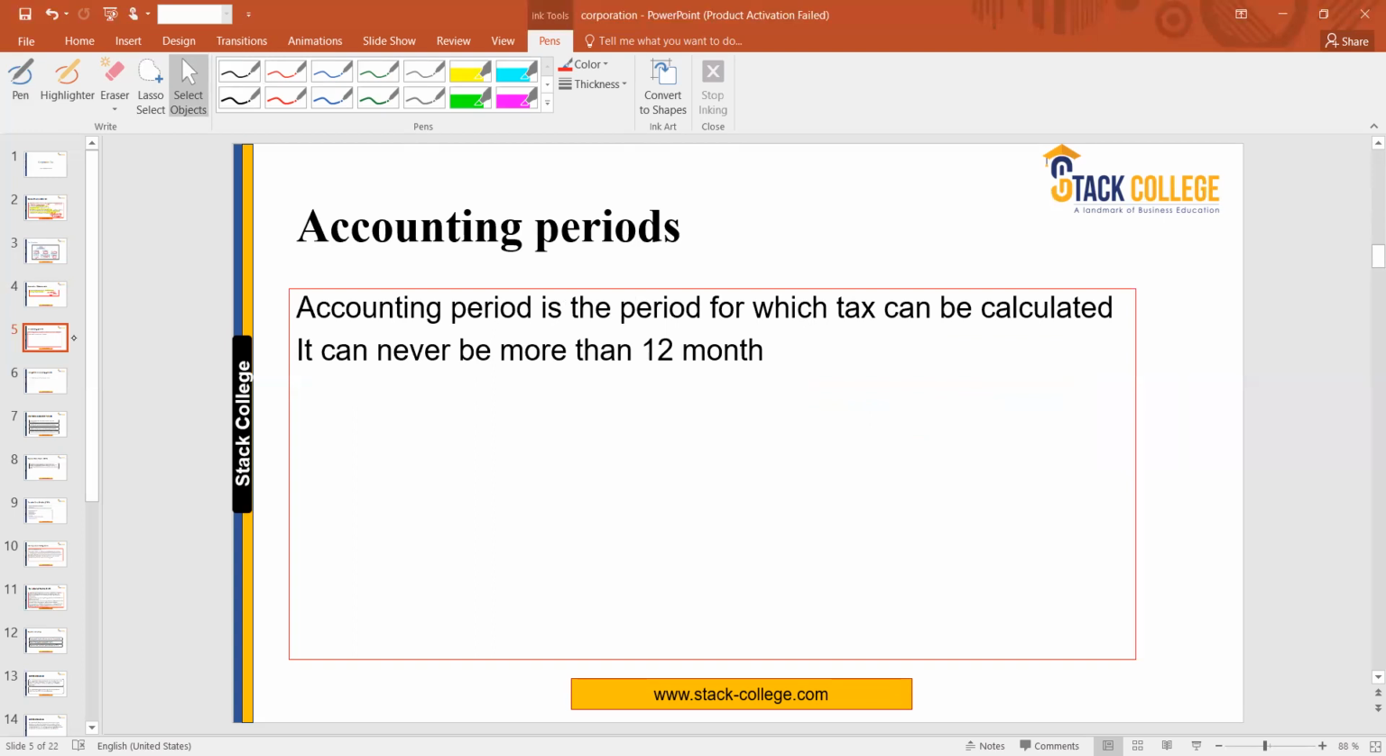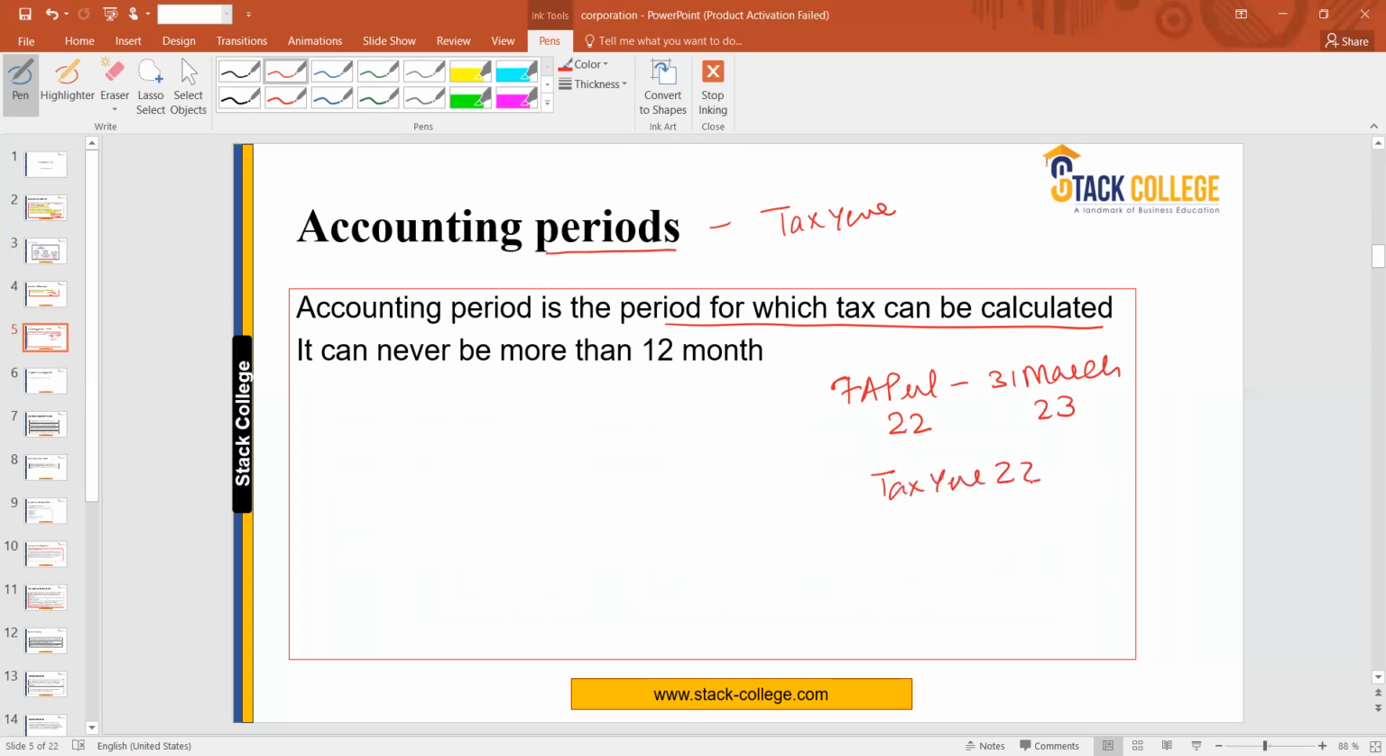And as far as the tax year is concerned, it is called the accounting period, which is the period for which tax can be calculated. It's also known as the chargeable accounting period. Normally accounting period is a terminology used for accounting purposes, but here accounting period is the term used for the tax year. So this is basically your tax year. And the tax year starts from 1st April to 31st March. So 1st April 22 to 31st March 23 is tax year 22.